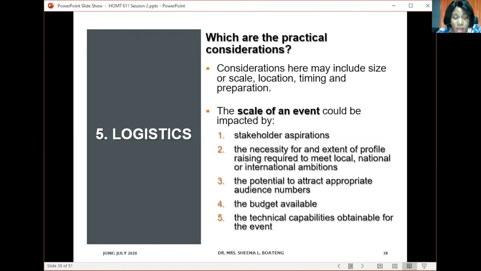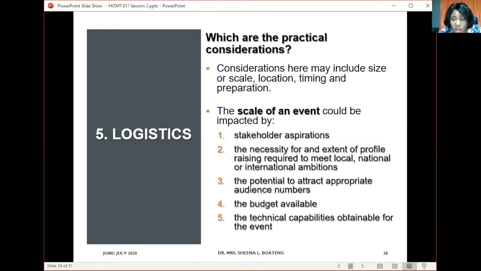Now, we'll take them one after the other, and then we'll explain them, starting from the size or scale of the event. For the size or scale of the event, it could be impacted by, one, stakeholder aspirations. I have been part of organizing committees where we started thinking that we were going to organize the event for about 10 or 15 people. And then the sponsors come in and they are like, no, we do not want you to do it on this small scale. Increase the numbers to about 50 and move the event from the workshop room that you are organizing it in to the conference room at Fiesta Royale.